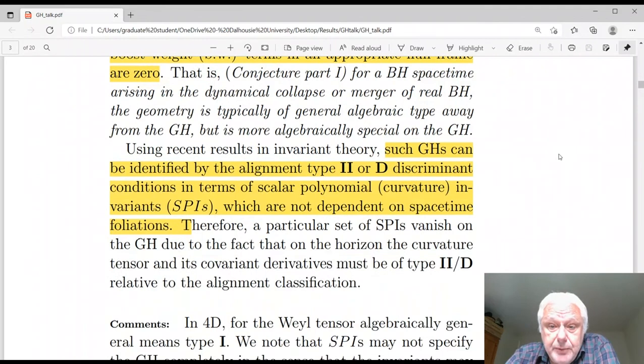And the important thing is, the reason why progress can be made using this type of notion is that recently it's been proven that these algebraic alignment conditions, these special conditions for it to be algebraically special, can be determined by the vanishing of certain scalar polynomial curvature invariants. So therefore these surfaces, which are being defined as being algebraically special, can be located by the zeros of scalar polynomial curvature invariants, which of course are not dependent on the space-time foliations.